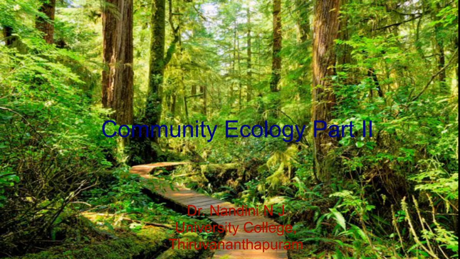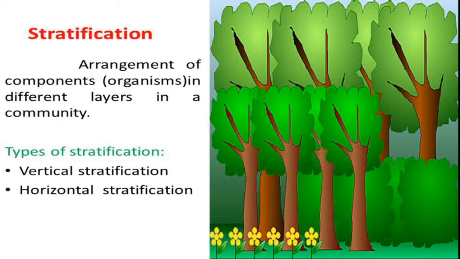In this video, we are going to discuss the remaining characteristics of the community. Stratification refers to the arrangement of the components or organisms in different layers in a community. There are two types of stratification, vertical stratification and horizontal stratification. Vertical stratification refers to the vertical distribution of organisms in a community. The individual layers are occupied by different animal and plant communities.